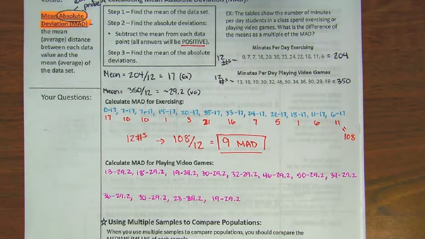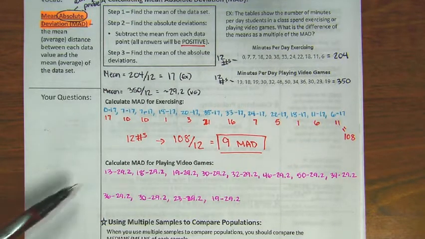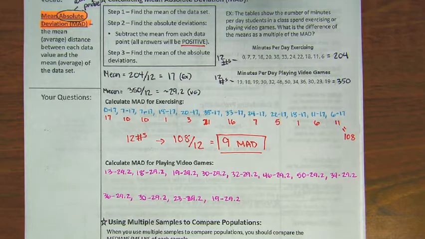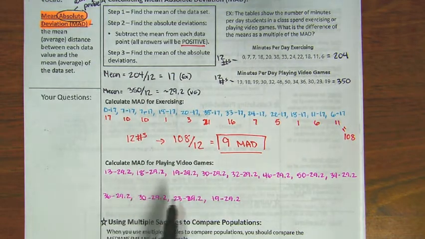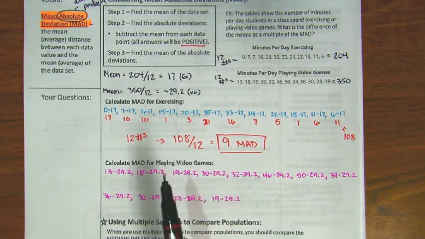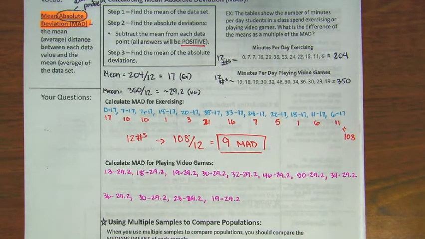All right, guys, sorry about that. My camera froze a little bit, so while it was frozen, I finished writing down all of these numbers. Now all I'm going to do is the same thing I did on the exercising. I'm just going to figure out what the difference is between the two, and keep in mind, it is always positive.